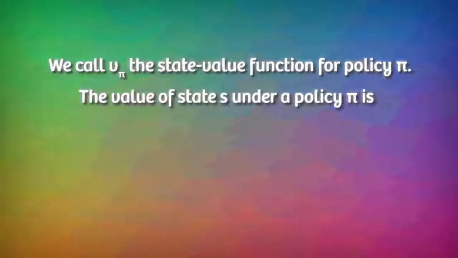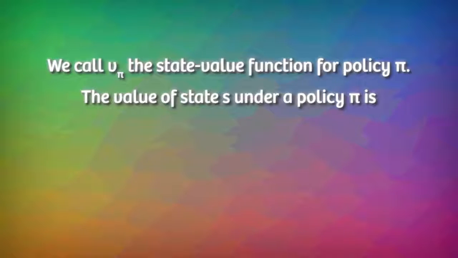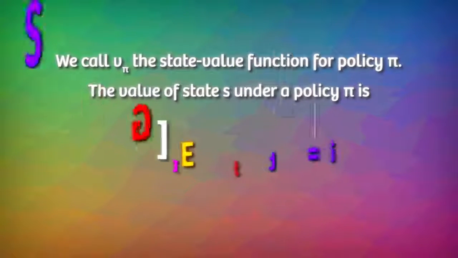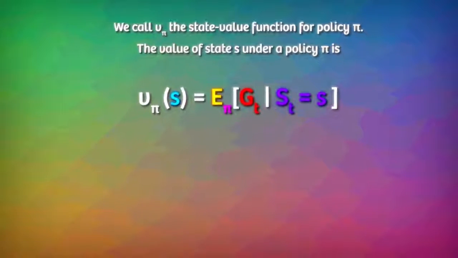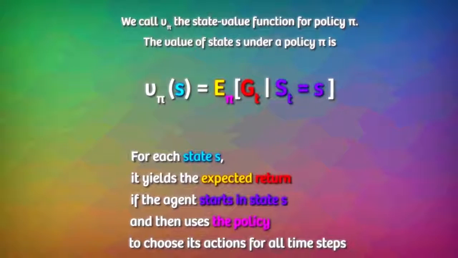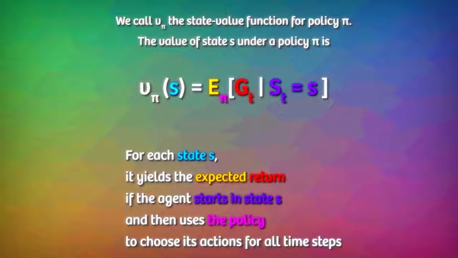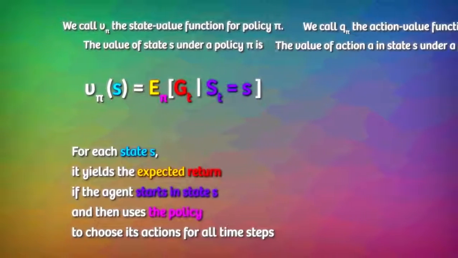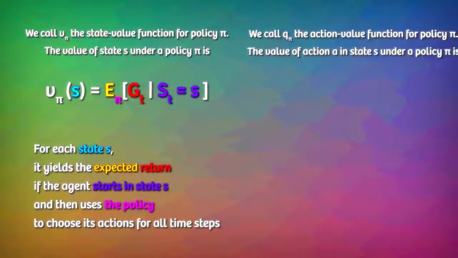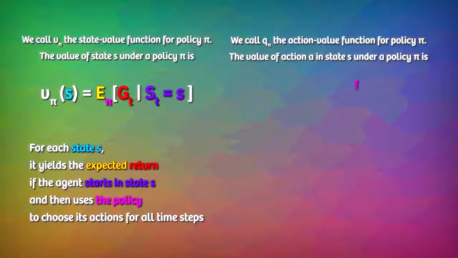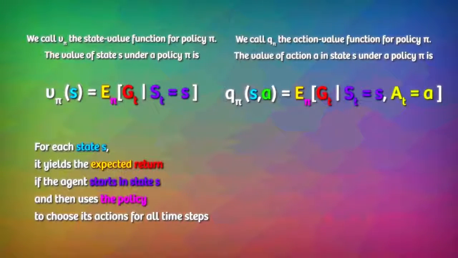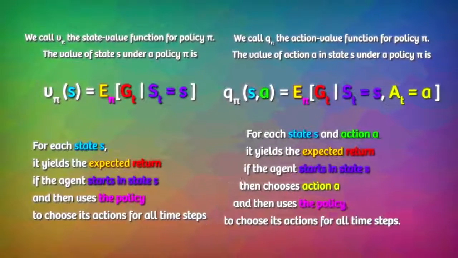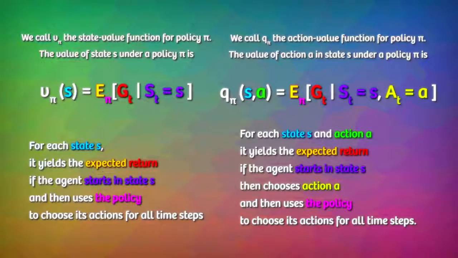There is another type of value function we should discuss though, the action value function. While the state values are a function of the environment state, the action values are a function of the environment state and the agent's action. For each state S and action A, the action value function yields the expected return if the agent starts in state S, then chooses action A, and then uses the policy to choose its actions for all time steps.